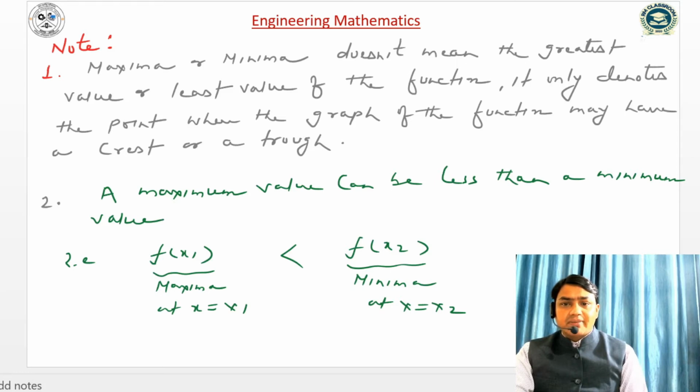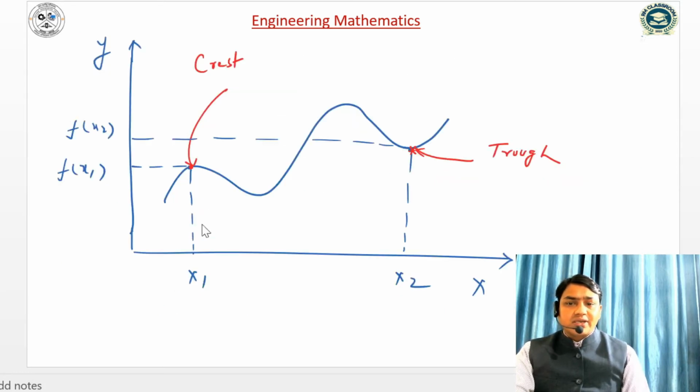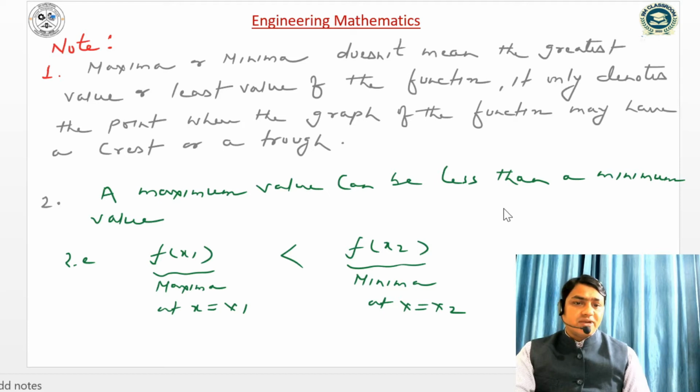Here we can see that at x = x1, the function attains a maximum value, that is f(x1), and at x = x2, the function attains a minimum value, that is f(x2). And here we can see that the value of f(x1) is less than f(x2). So we can say that the maximum value of a function can be less than the minimum value of a function.